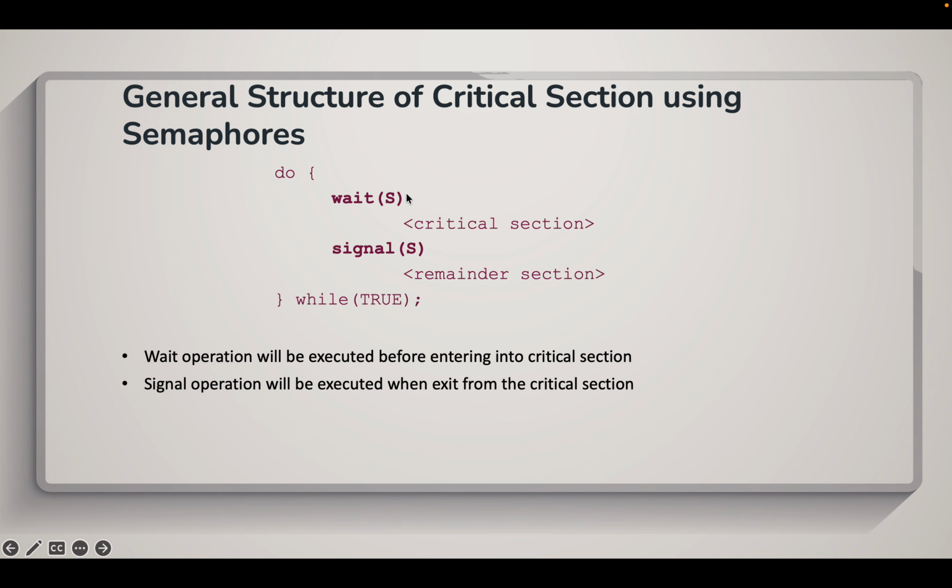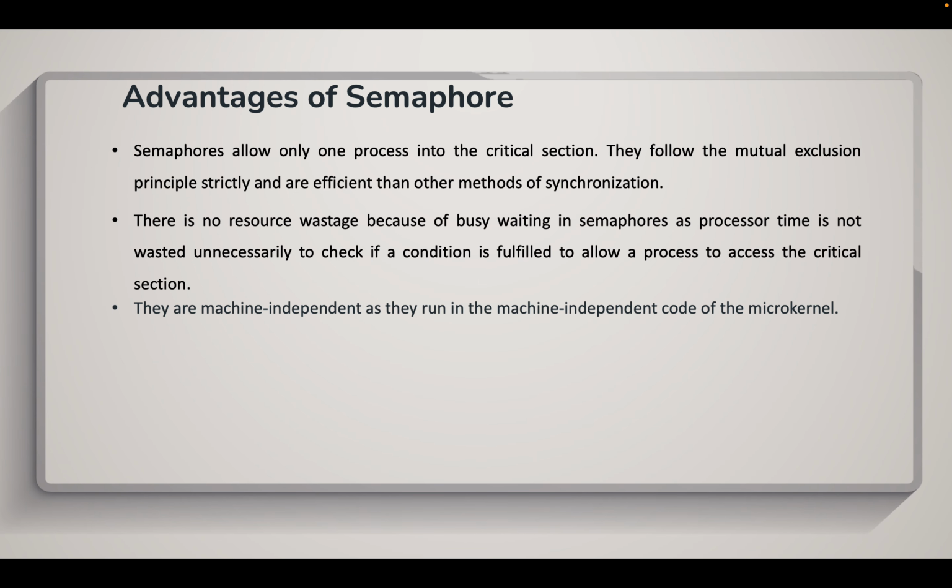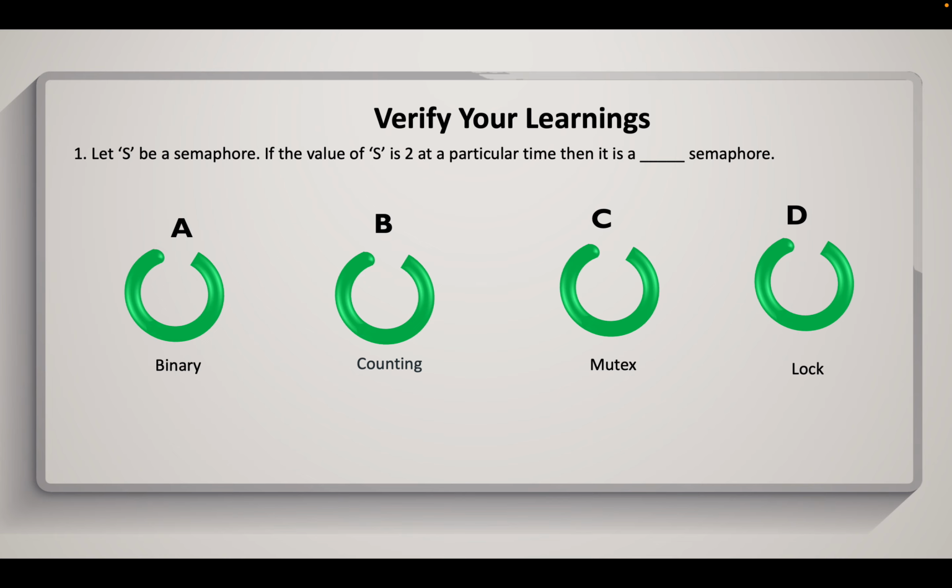Wait is the entry of a critical section. Signal is the exit of a critical section. There are two types of semaphore, binary semaphore and counting semaphore. Binary semaphore value will be either 0 or 1. Counting semaphore can have any value, positive or negative. So semaphore is for synchronization. That's the main advantage of semaphore.